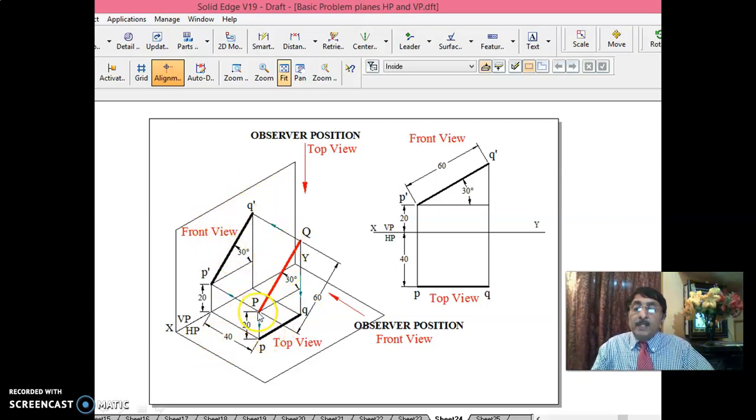One end, P, is 20 mm above HP. And the entire line is parallel to VP. How much is it in front of VP? 40 mm in front of VP.